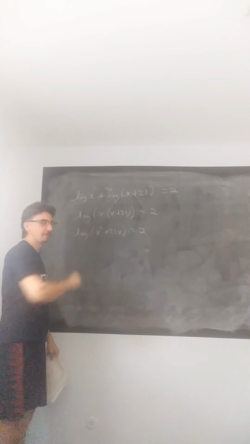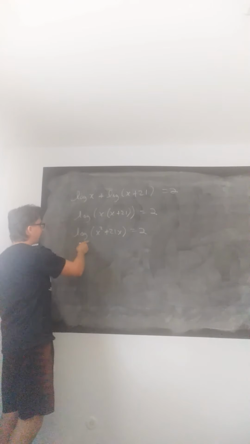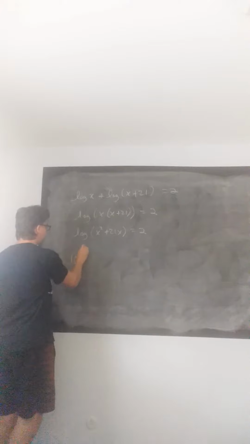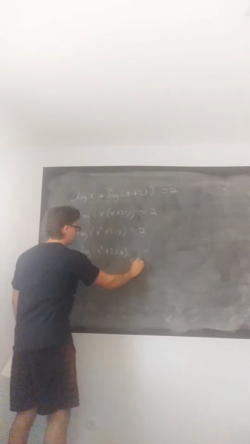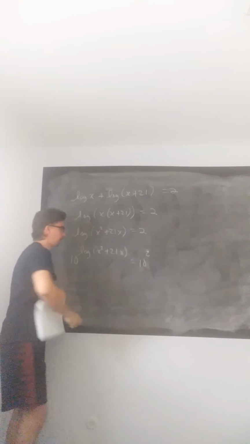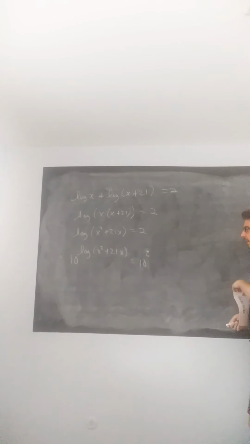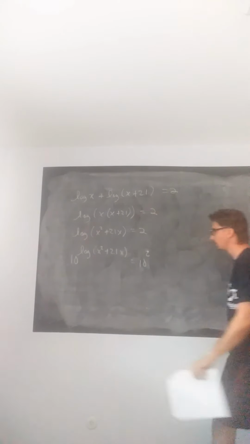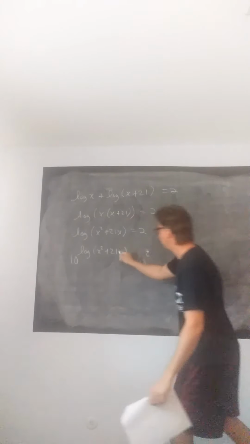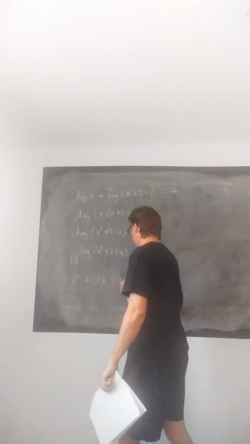Now, once we're in this mode right here, we're in good shape because we're going to imitate what we did in the last example, which is use the base. This is a base 10 log, so we're going to raise it up by 10. So what we have is 10 to the log of x squared plus 21x equals 10 squared. Again, we're using the fact of the base. It's invisible because it's a base 10, but we assume it to be there. So now this gets to be pulled down front. So you got x squared plus 21x equals 100.